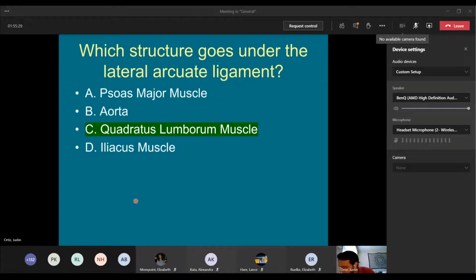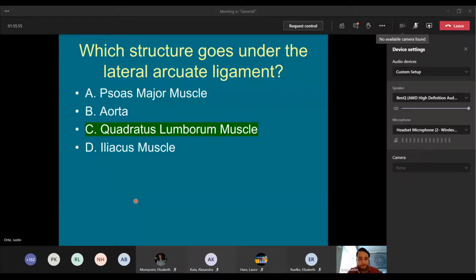Psoas major extends down to the leg and is also found under the lateral. What's your question, Sophia? No, it's actually found under the medial arcuate ligament. Your quadratus lumborum will be on the lateral, and then you have the aorta down the median.